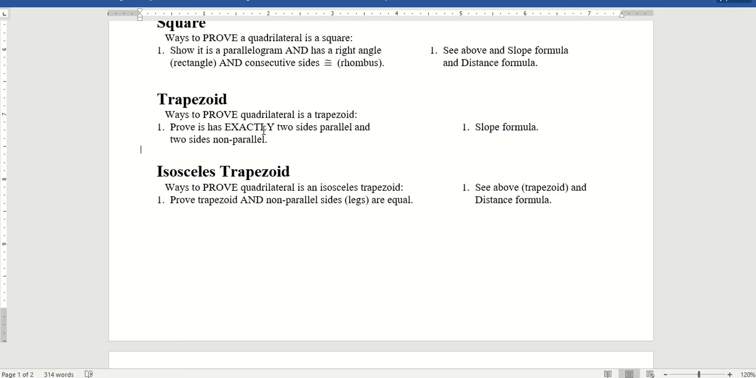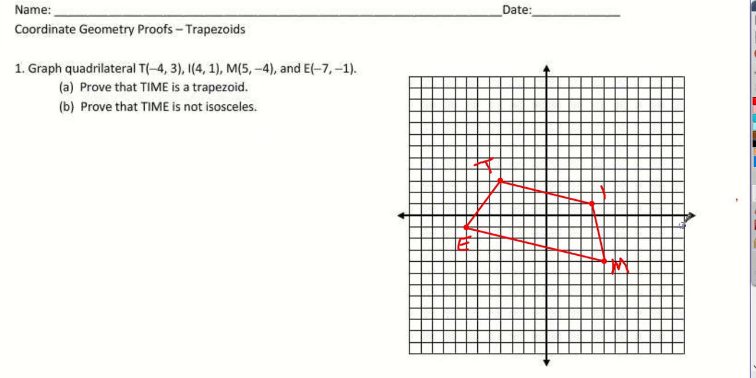And then for the isosceles trapezoid, we're just going to show that the two non-parallel sides, those are called the legs, are equal. And we have to use the distance formula. Remember, parallel is slope equal, and equal length is distance. Then remember the parallel sides are called the bases, and the non-parallel sides are called the legs.